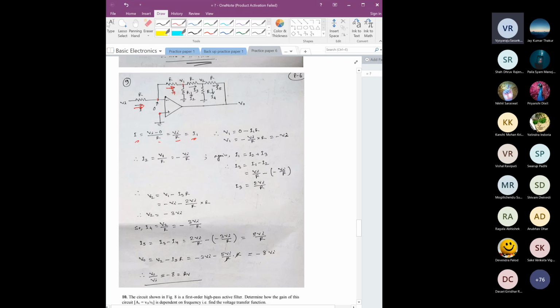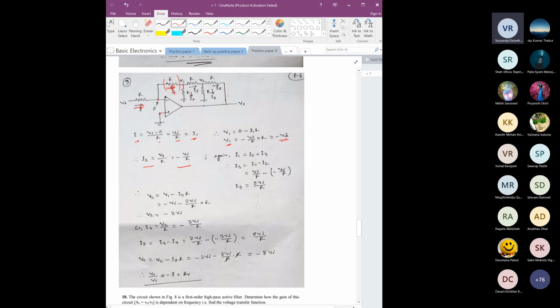How will we find this V1? V1 would be equal to 0 voltage minus the drop across this resistance. That will give you the value of V1, which is equal to minus VI. So V1 voltage we now know in terms of VI. Now what is this I2? That is the current flowing through this. If you know V1 and you know the resistance, you can find the value of I2. So now you know this current.